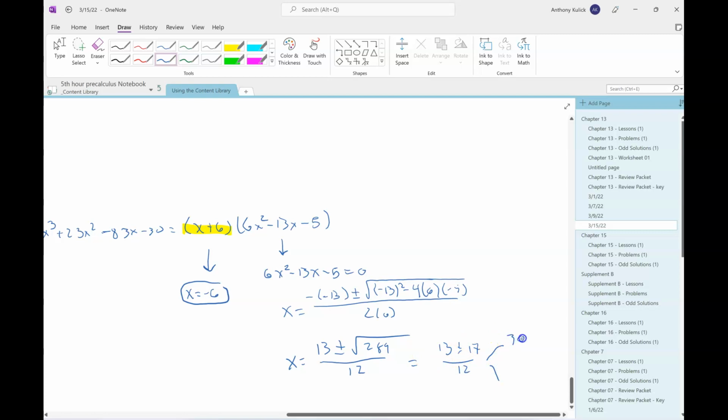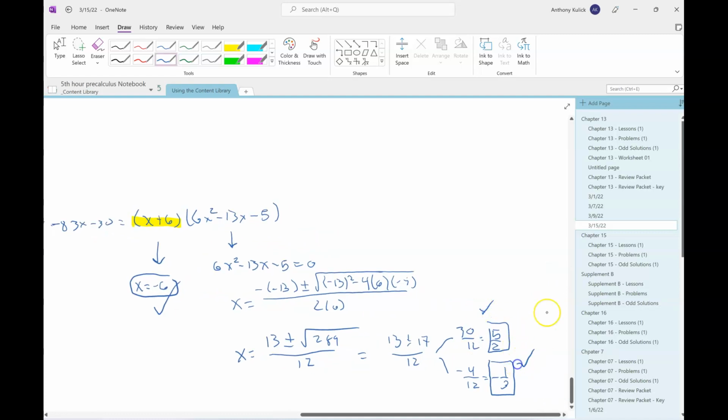So if I add those, I get 30 over 12, which reduces down to 5 over 2. And if I subtracted those, I'd get negative 4 over 12, which reduces down to negative 1/3. I guess I should have said negative 4 over 12. But those are my 3 x-intercepts, or my 3 zeros. Is that okay? Now, Mr. Kulik, could you have done something different here?